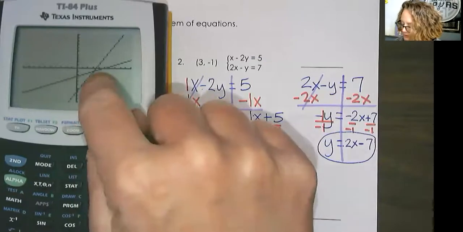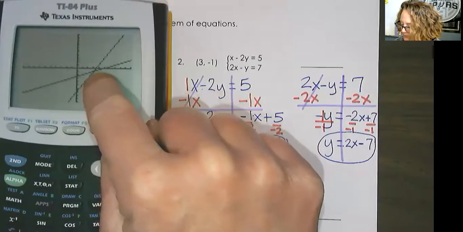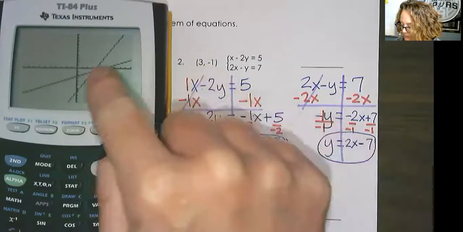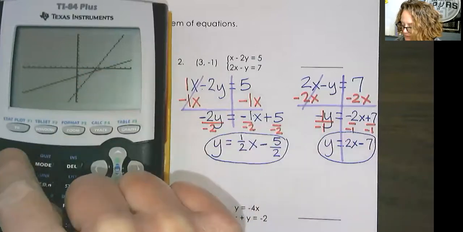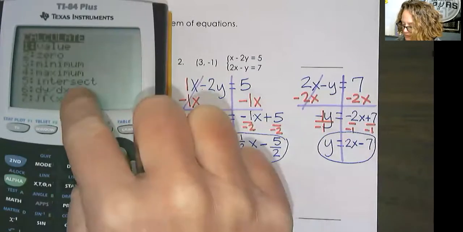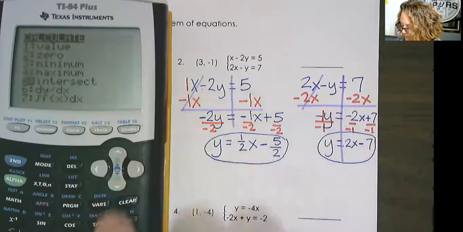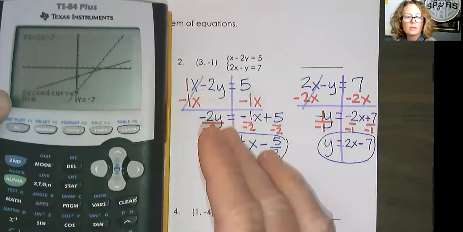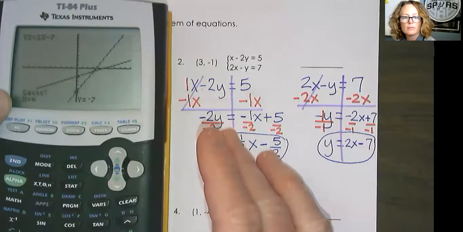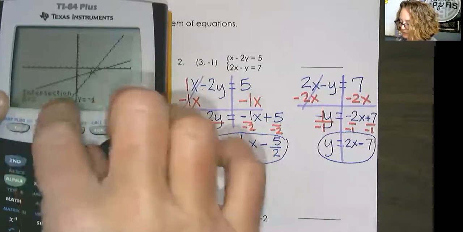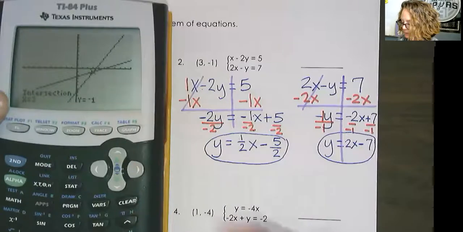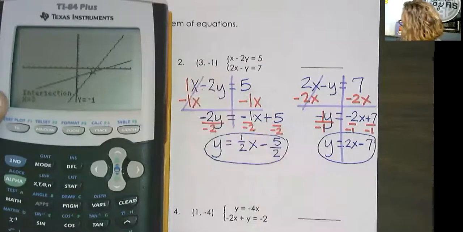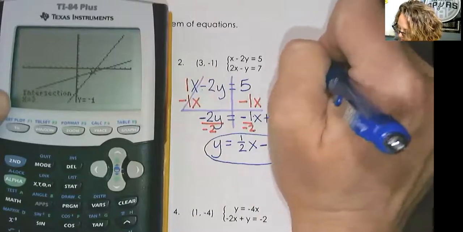So they intersect right over here. To find out what that point is, it looks like it might be 3, -1. Let's double check. So second trace, we want intersect. First curve, you hit the enter key, enter key, enter key. When it says intersection, that's the point that they intersect at, which is 3, -1. So yes, this point is a solution. So we're going to just write yes.